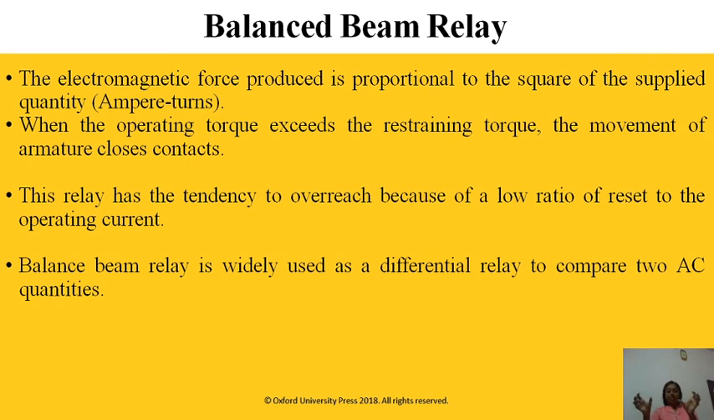In differential protection we have two quantities, and the relay is connected in such a way that the difference of current will flow through the combination. If the difference of current is zero, the relay will not operate. If it reaches a certain magnitude, then the relay will operate. So this is the balance beam structure, which we generally use in the differential relay.